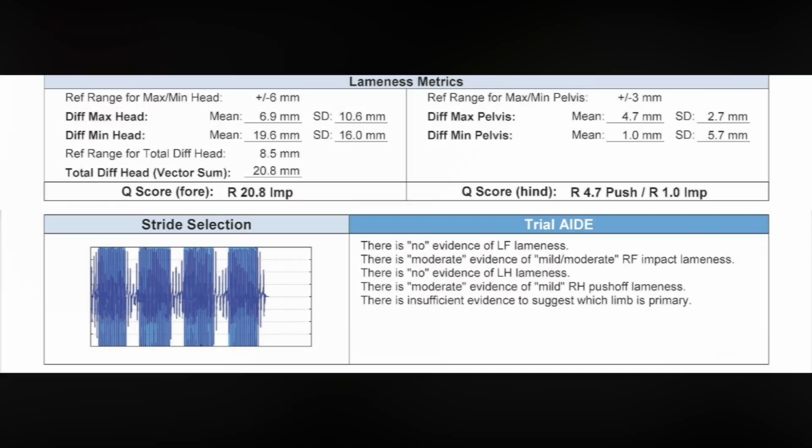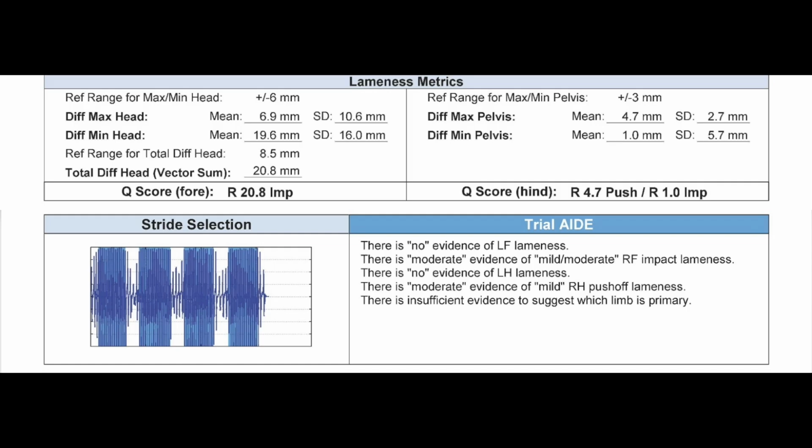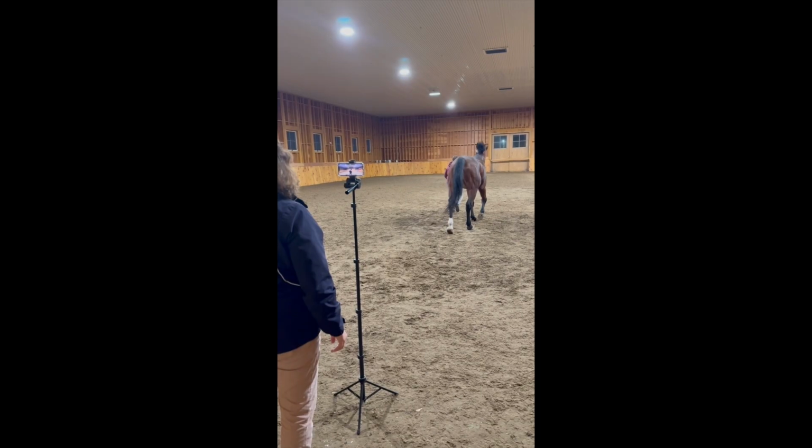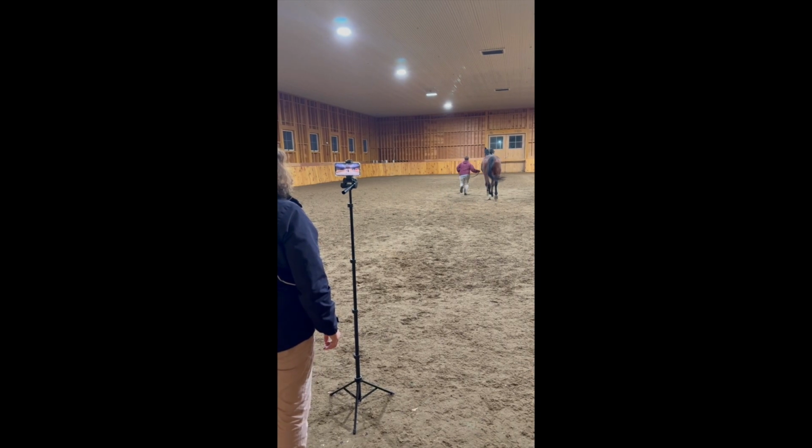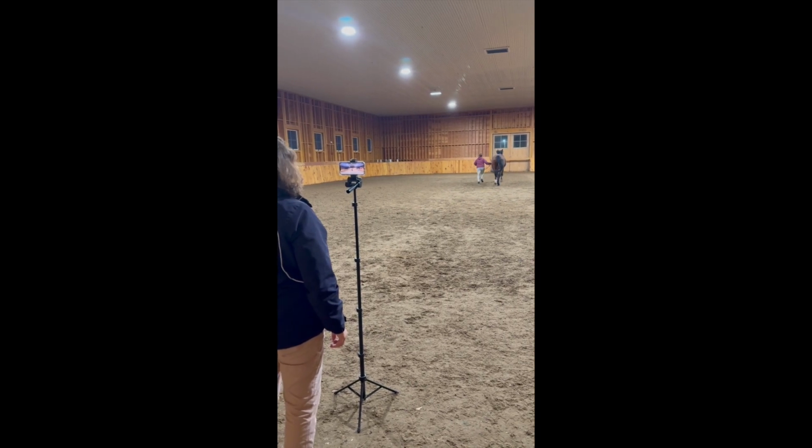The lameness locator can identify primary versus compensatory lameness in the trial aid section of the report. It also supports a rider module option that adds a 4th sensor on the rider if the horse is being ridden for gait analysis. The other type of objective gait analysis is camera-based systems.